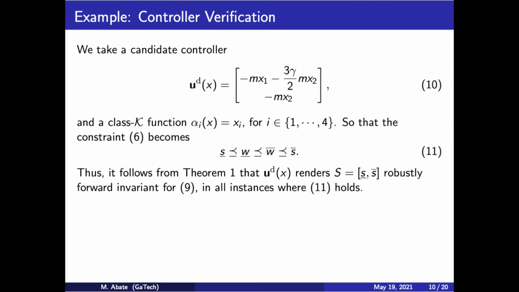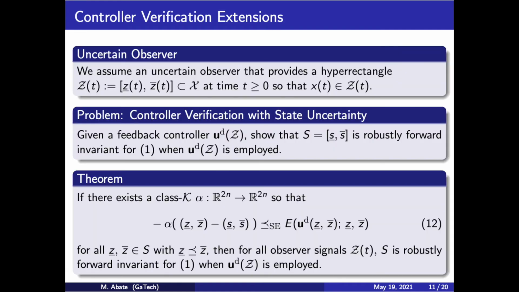Okay, so this wraps up our example. Now that we've presented our main controller verification result and presented an example describing how this result is implemented in practice, we'll discuss some extensions of the result. The first extension comes when your controller is operating based on uncertain state measurements. The way that we formalize this is we define something called an uncertain observer, and we're going to assume that this uncertain observer at all times t provides a hyperrectangle in your state space where the system is known to live. We don't make any assumptions on the size of this observed set. It could be the entire state space. Only that your current system state is known to live inside this observation.